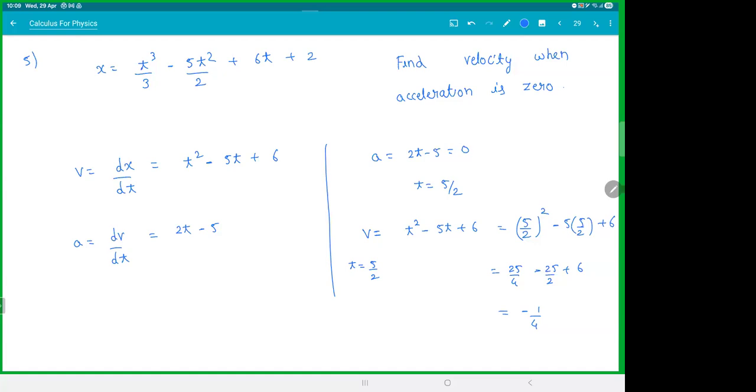Please check your calculation, see where it went wrong. You have to differentiate it twice, and then we have to get the time from there and put it here. Any doubts on this? Great. Let's see one more.